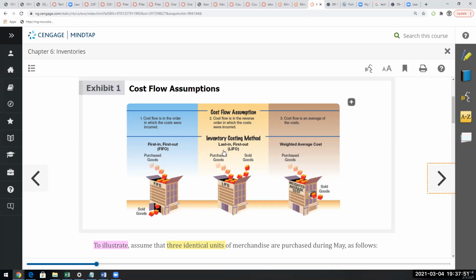The problem is that we're going to be talking about assumed flow. That's what it's talking about. That's the cost flow assumptions. The third one is the weighted cost. The weighted average cost here means it's an average, but it's weighted. And weighted means that if you have a whole bunch of one item, and then you add in 1 or 2 items of the other one, it doesn't really change that much.